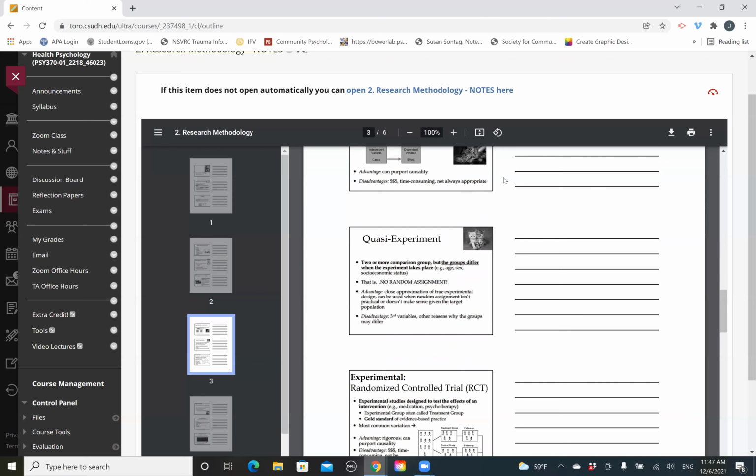So age, sex, socioeconomic status. This is not random assignment. So it's a close approximation of true experimental design and can be used when random assignment isn't practical or doesn't make sense given the target population. Disadvantage: third variables, other reasons why the groups may differ. This is where you start running into confounding variables, right?